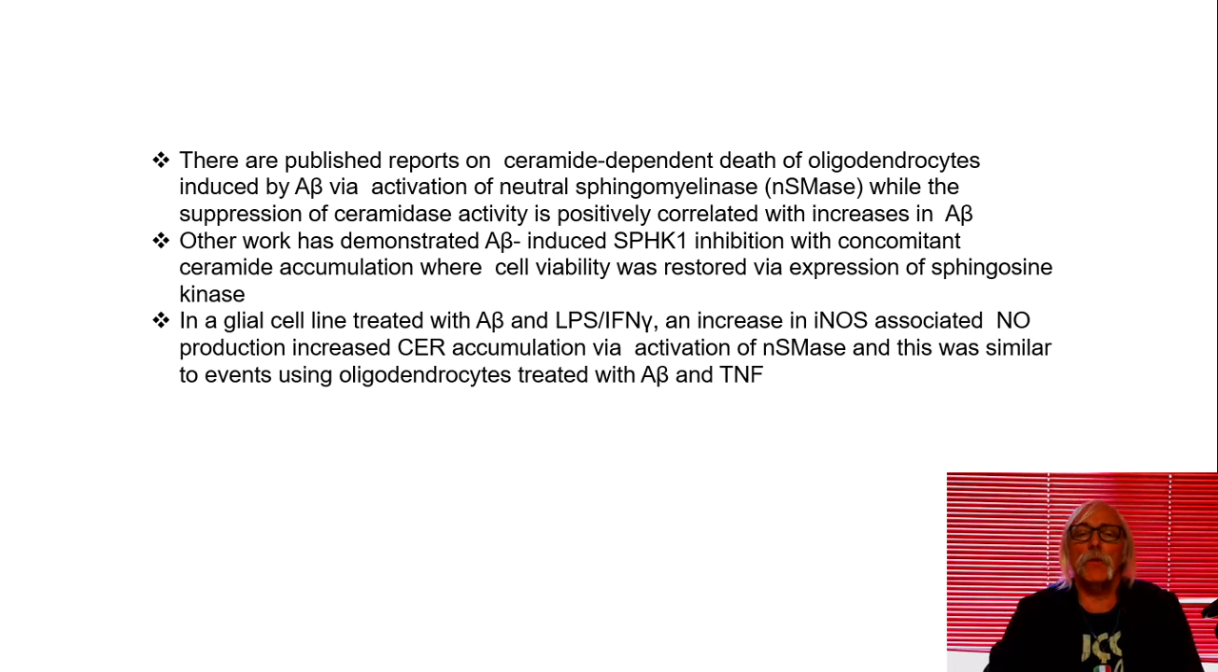So there are published reports on ceramide-dependent death of oligodendrocytes induced by the A-beta via activation of neutral sphingomyelinase, while the suppression of ceramidase activity is positively correlated with increases in the A-beta protein. Other work has demonstrated that A-beta induced sphingosine kinase inhibition with concomitant ceramide accumulation, where cell viability was restored via expression of a sphingosine kinase.